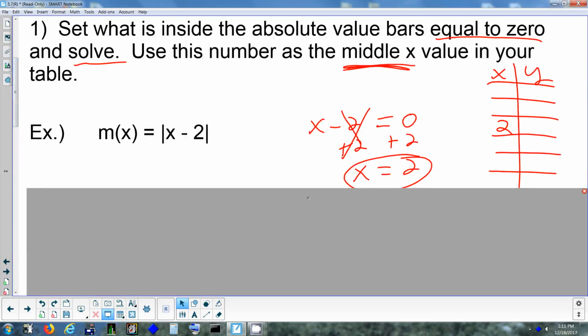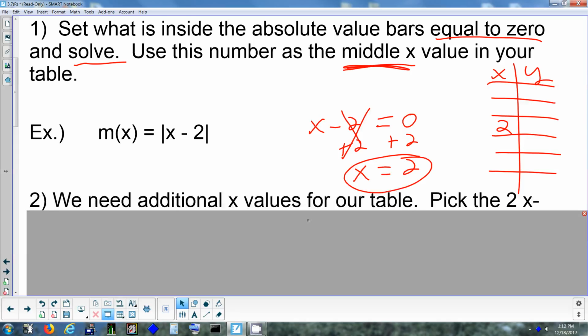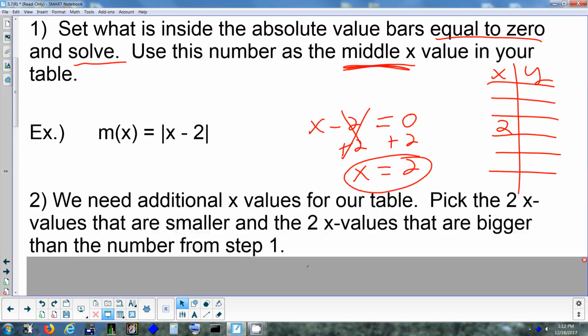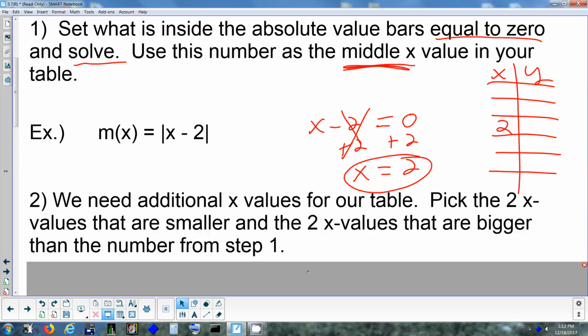Now, is that enough information to make a graph? What I have written in my table right now? No, because you don't have a Y. I don't have any y's and I need some more x's. So to get additional x's, you're going to pick 2 that are smaller. You can pick anything you want, but let's try to keep it simple. 2 numbers that are smaller than 2, and 2 numbers that are bigger than 2.